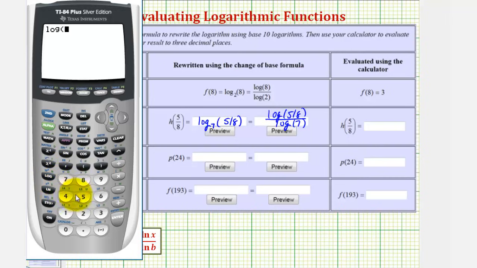Now we'll evaluate this on the calculator. So we have log 5/8, make sure we close the parenthesis here, divided by log 7, close parenthesis, and enter. But I also want to show we can get the same value using natural logs. So if I press natural log 5/8 divided by natural log 7, the result is the same. So we can actually use any base we want when using the change of base formula. To 3 decimal places, this will be approximately negative 0.242, because this 5 in the 4th decimal place indicates to round up.